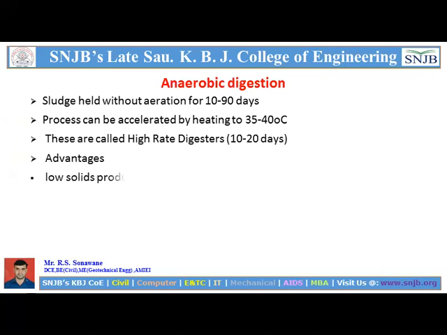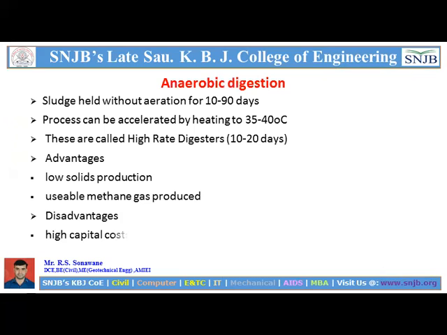Then the advantages which we should consider while designing a sludge treatment process: low solids production. This is one of the advantages. Then renewable methane gas is produced. Then the disadvantages we can see here are high capital cost and susceptibility to shock and overloads. This is about anaerobic digestion.